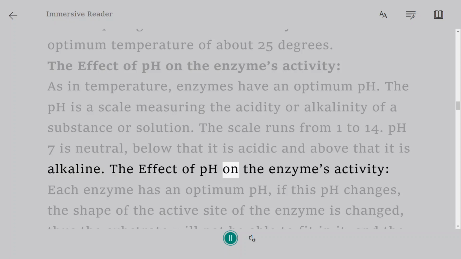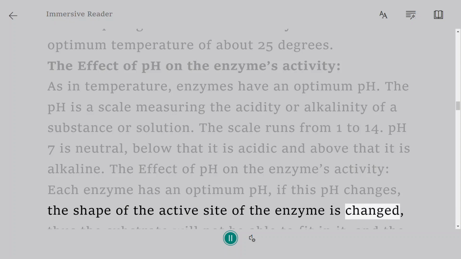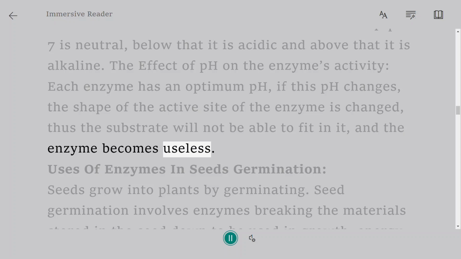The effect of pH on the enzyme's activity. Each enzyme has an optimum pH. If this pH changes, the shape of the active site of the enzyme is changed, thus the substrate will not be able to fit in it, and the enzyme becomes useless.